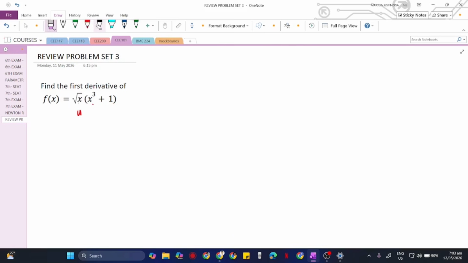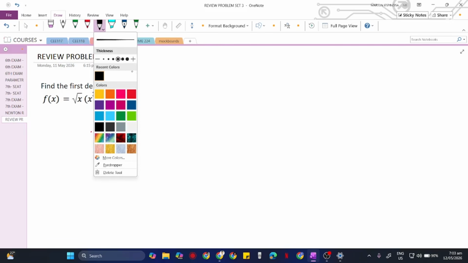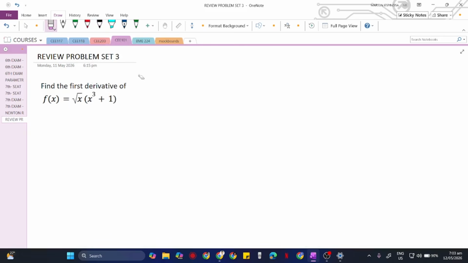We can do that. But we can also distribute the square root of x into the two terms to make it easier. Again, you can choose the product rule or this one. I will use the distribution method to make it easier, although the result will be similar. So f of x, let's distribute this.